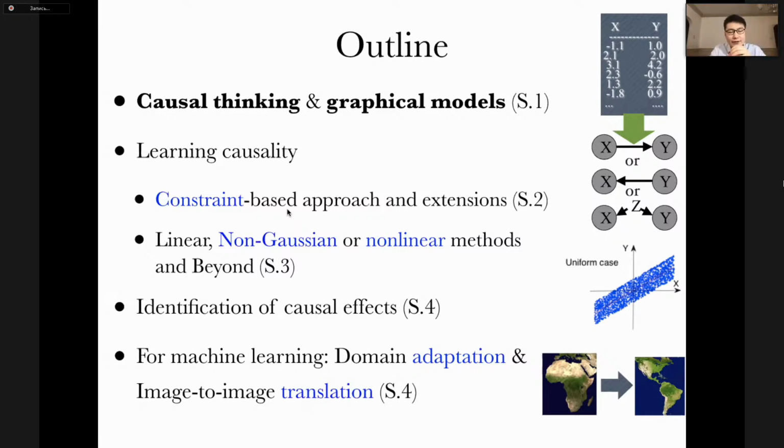And then we'll have a very quick look at how to identify causal effects of some variable on some other variable. And finally, we'll see how we can leverage causality in solving machine learning problems, including domain adaptation and image-to-image translation.